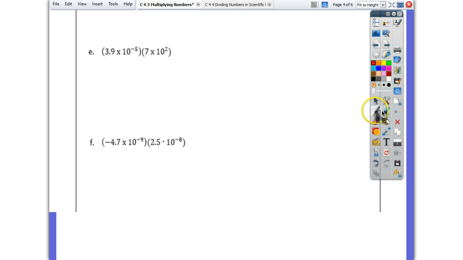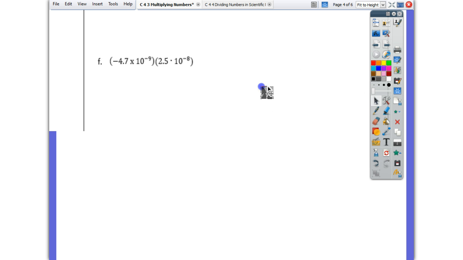Okay, starting back up. Final one for today. You should have done this. A negative 4.7 times 2.5 is a negative 11.75 times 10 to the, well, we have 10 to the negative 9 and 10 to the negative 8. We add those exponents and we get 10 to the negative 17.